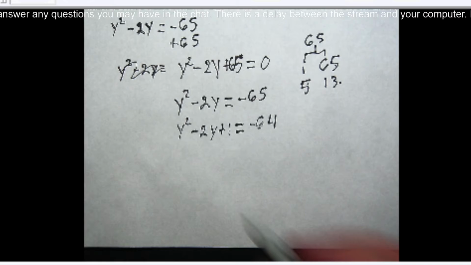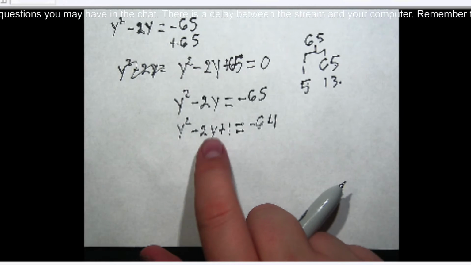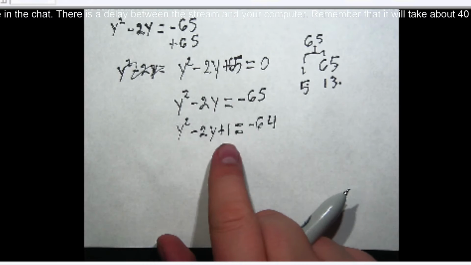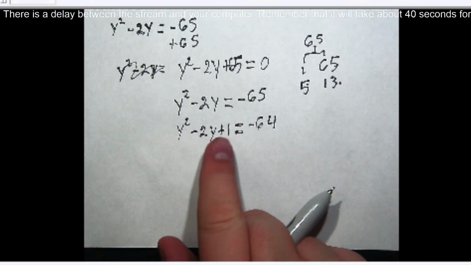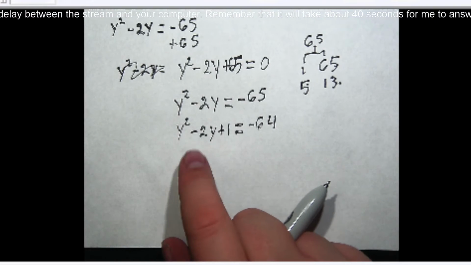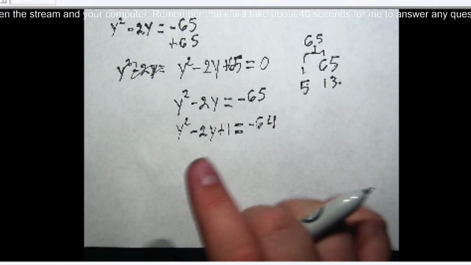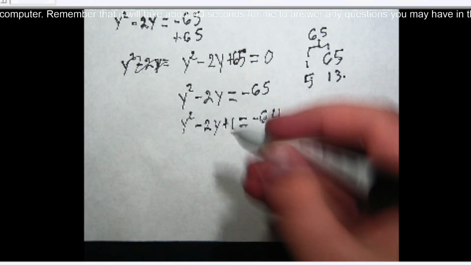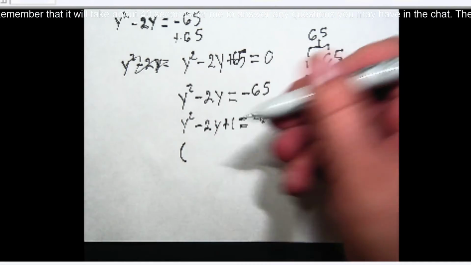Okay, and then we can factor this. There's actually a really quick way to factor this thing. When you make this factorable, you make what's called a perfect square trinomial. And that's just a fancy way of saying it's a really easy thing to factor. Okay? What you do is you open up a set of parentheses.